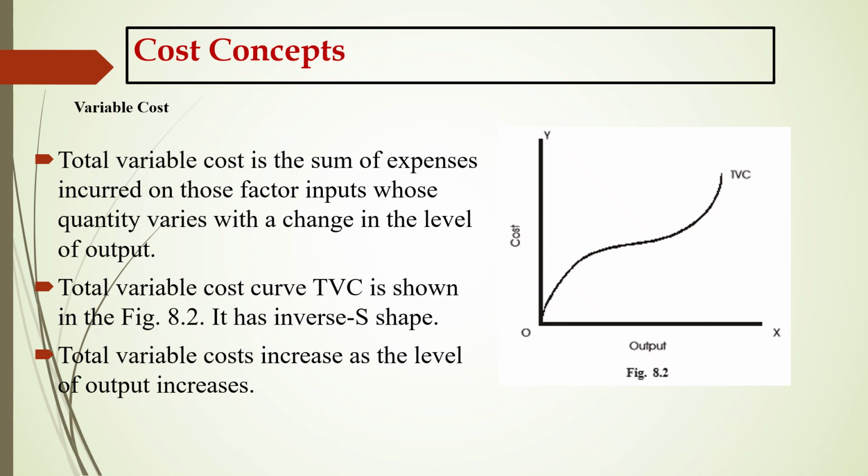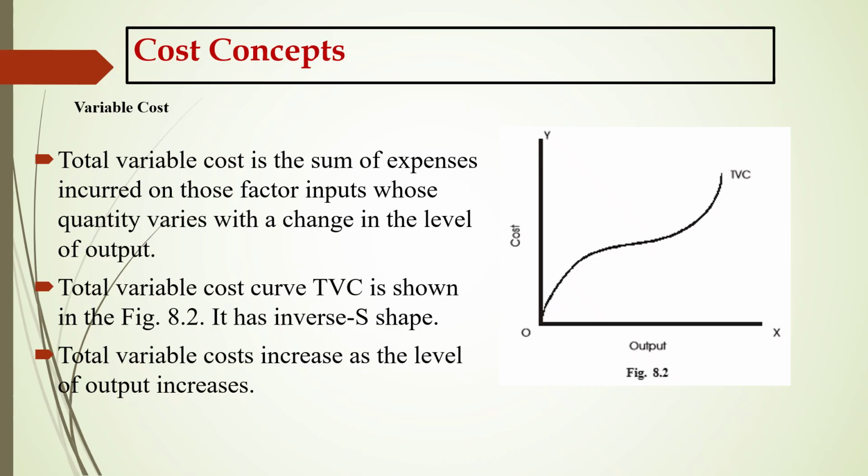Now the next concept is variable cost. Variable cost, I told you, total variable cost means it will vary. It will vary means it will change with the change in output. So total variable cost is the sum of expenses which is incurred on those factor inputs whose quantity varies with the change in the level of output.